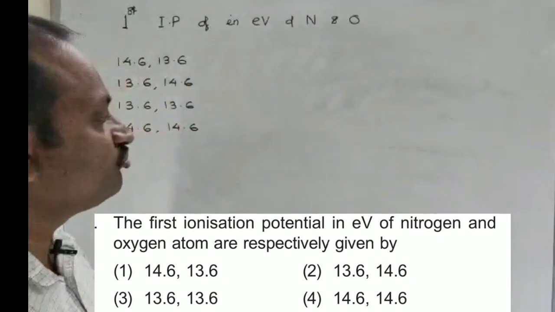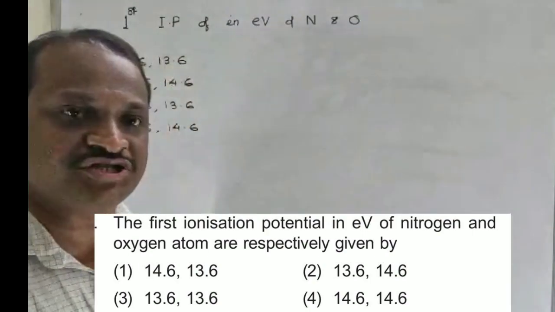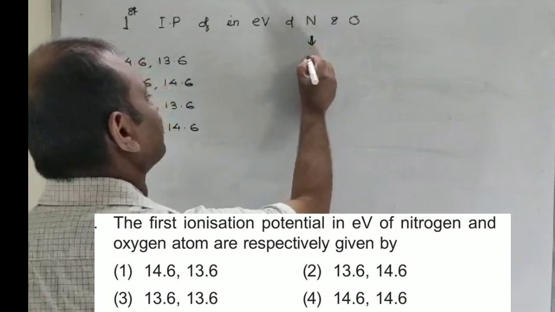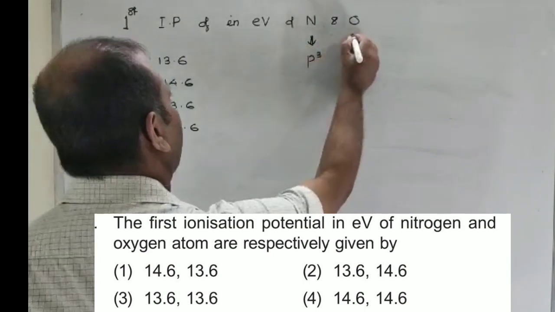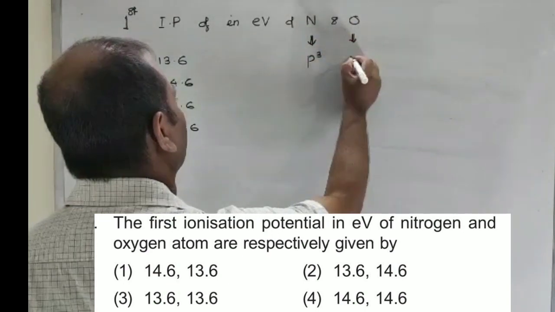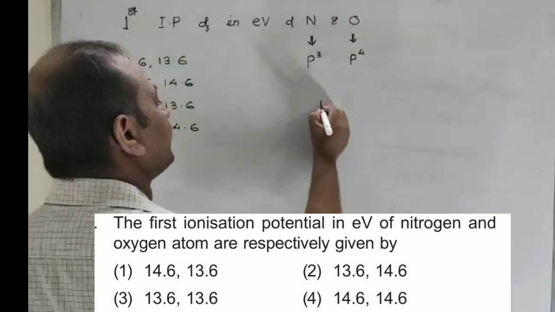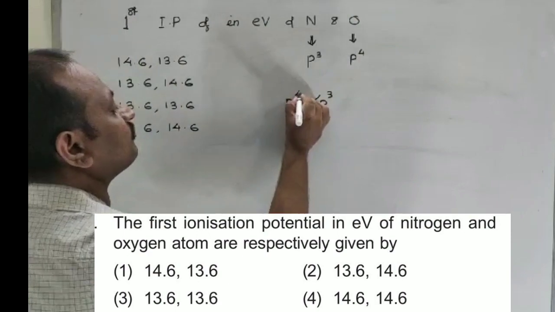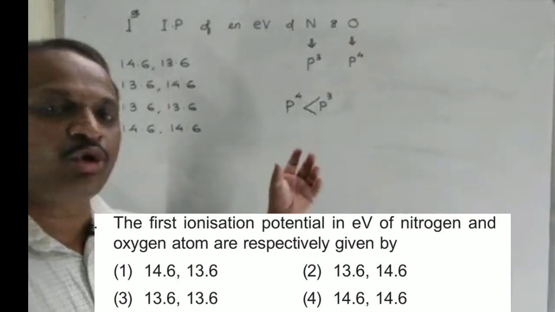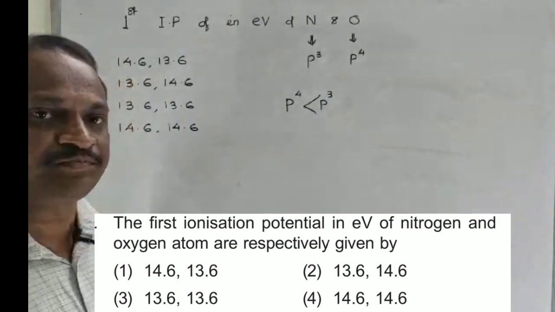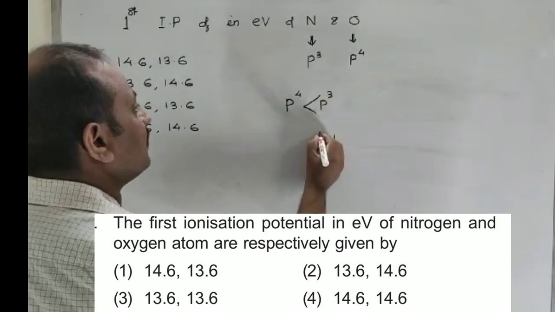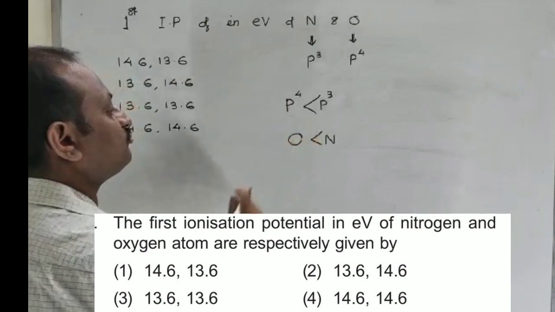See, nitrogen and oxygen, who has the highest ionization potential? You know, nitrogen has the configuration P3 and oxygen has the configuration P4. Who has the higher ionization potential? P3 has higher ionization potential than P4. This is the only knowledge we required from here. So whose ionization potential is higher? Nitrogen has higher value than that of oxygen.